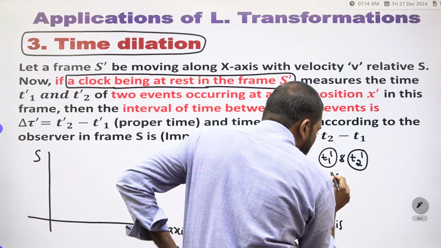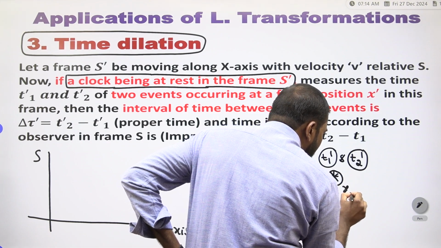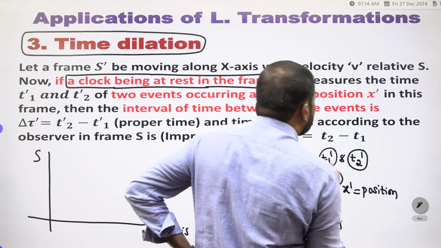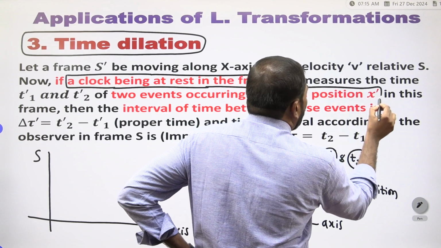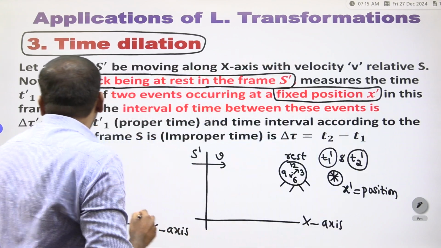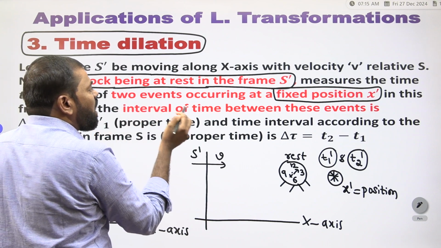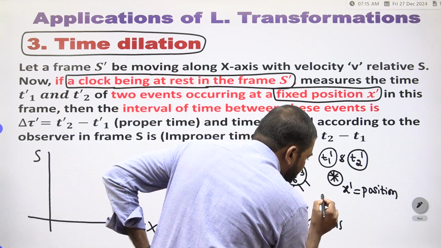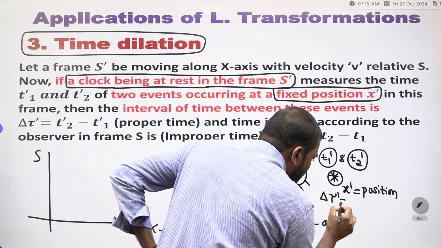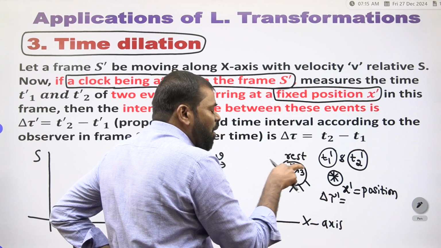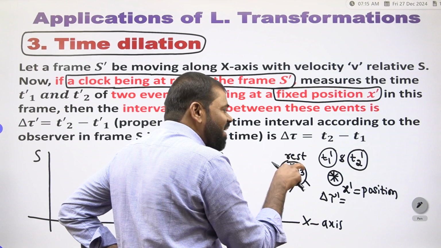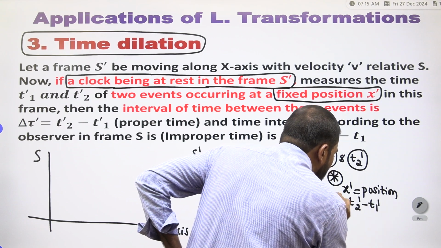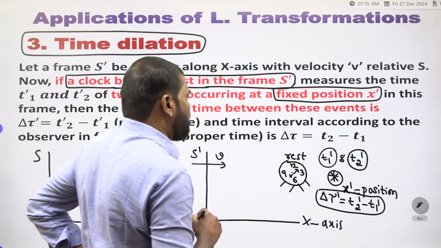at a fixed position x dash. This is very important: at a fixed position x dash in this frame. Then the interval of time between these two events is t2 dash minus t1 dash.